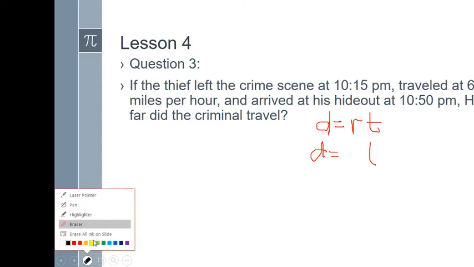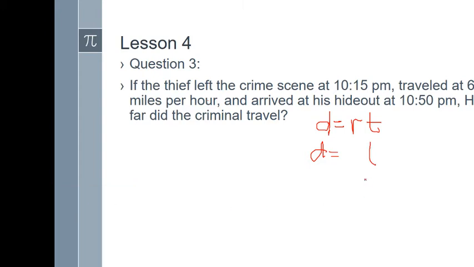So I can't mix miles per hour and minutes, or else I'd have miles per minute. So I need to change the units. I'm going to leave 65 as 65 miles per hour, and I need to figure out how long this is. We can do some subtraction. We get that 50 minus 15 is 35 minutes. We'll write out how I got that. So he's traveling for 35 minutes.